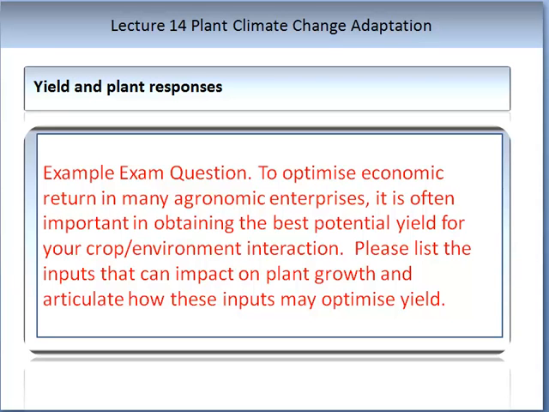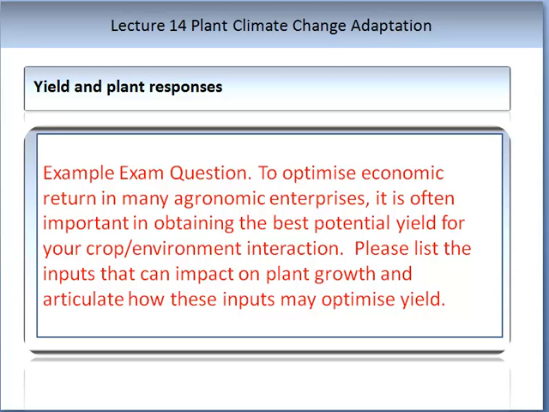You would start by suggesting such inputs as temperature, available water, CO2 concentrations, nutrient availability, and soil. There are other inputs that you could list, but these are perhaps the most important. You could then describe how these inputs play a role in plant growth and how they then impact on yield. You could describe briefly the stages of growth from the zygote to reproductive stages.